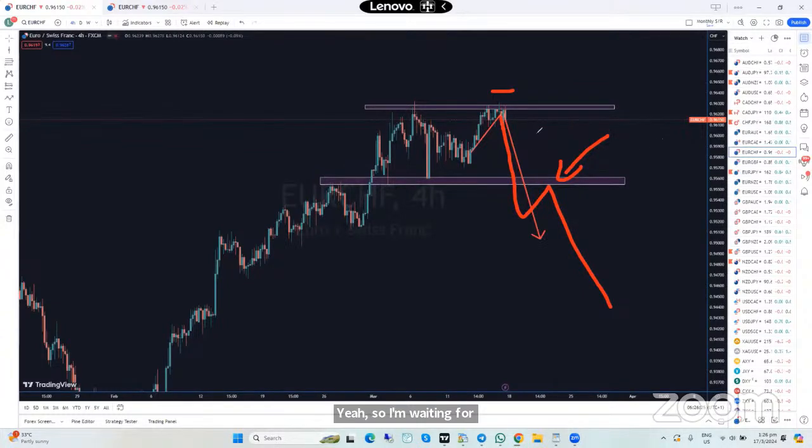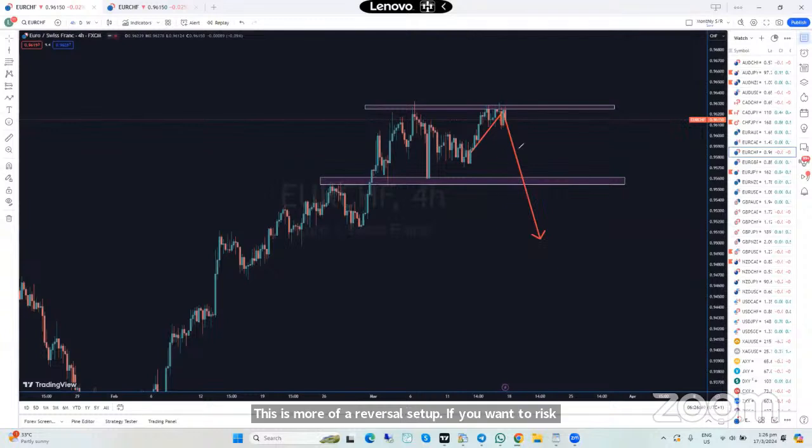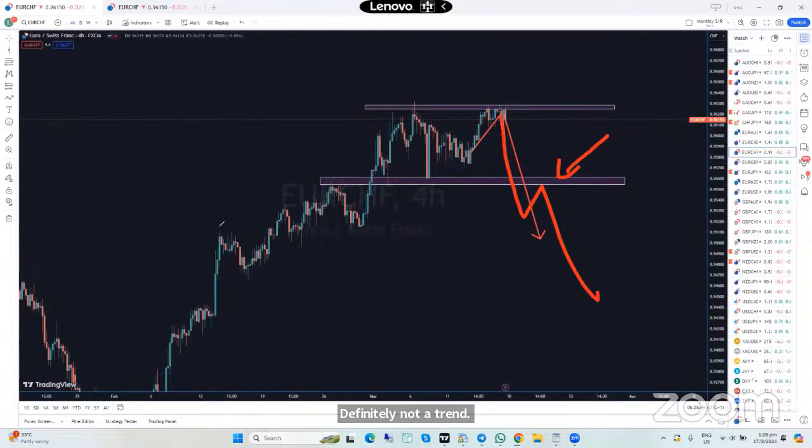As of now, I recommend to keep a close watch, but don't really enter. This is more of a reversal setup if you want to risk it. Definitely not a trend. We are waiting for a trend setup, so let's wait for price to enter here. This would be a better one.